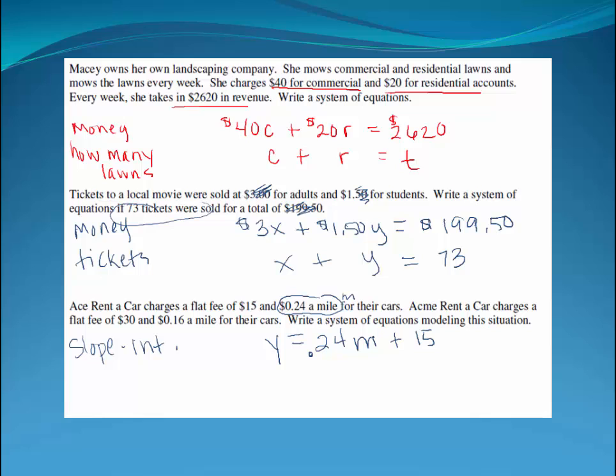All right, Acme charges a flat fee of 30, so that's your one-time fee. Starts off at 30 no matter what. And then they charge 16 cents per mile. So when you go to write your systems, you kind of have to look at, do they give you a total amount? If they give you a total amount, we want to do standard form like these ones. If they don't give you a total amount and they give you one per item or per whatever, and then a non per one, that's going to be your slope intercept.